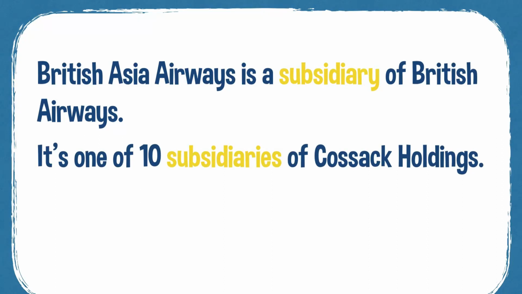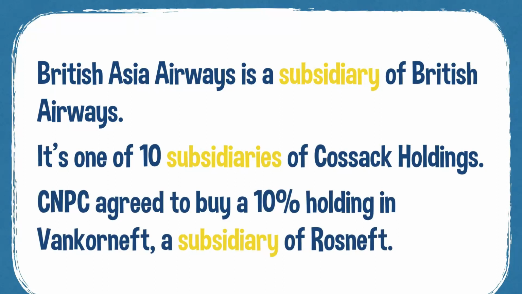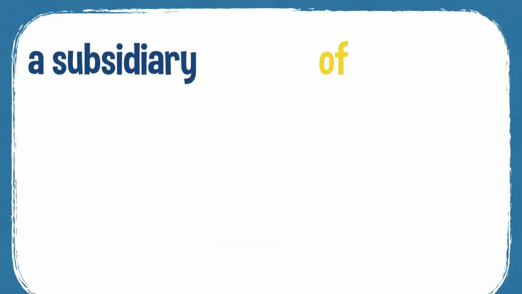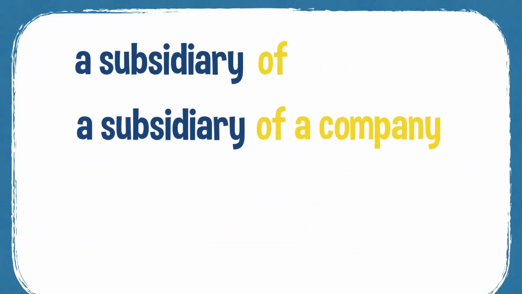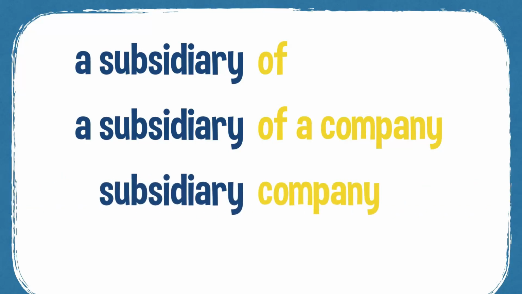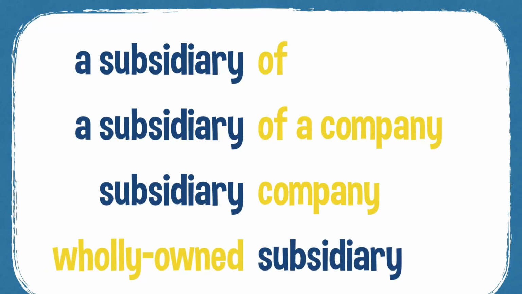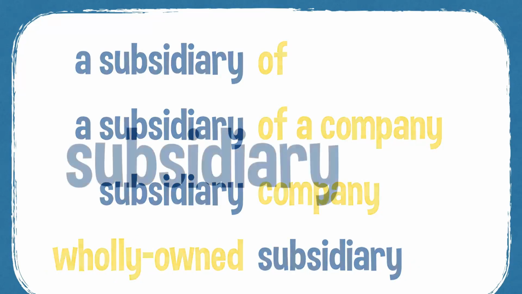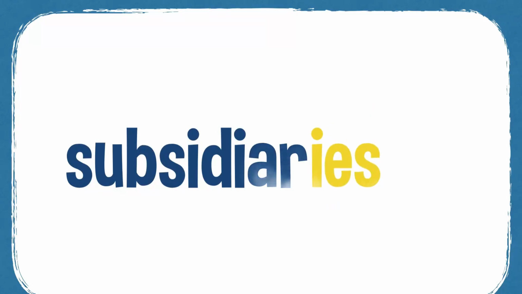It's one of 10 subsidiaries of Cossack Holdings, and CNPC agreed to buy a 10% holding in Vankoneft, a subsidiary of Rosneft, the Russian oil company, I believe. Common collocations are subsidiary of a company, a subsidiary company, and a wholly owned subsidiary. And the plural of subsidiary, subsidiaries.